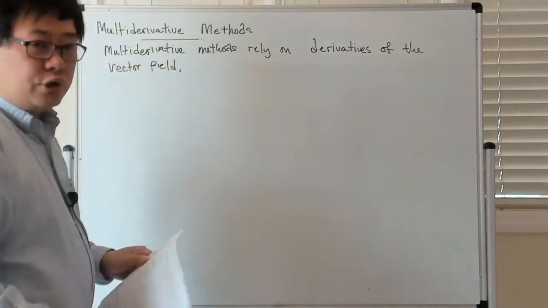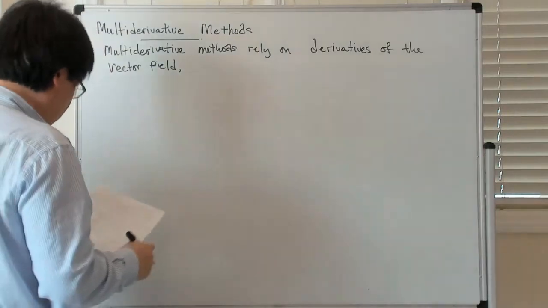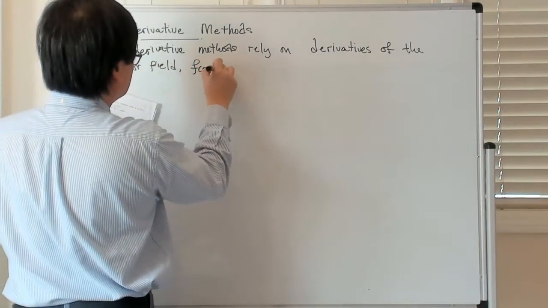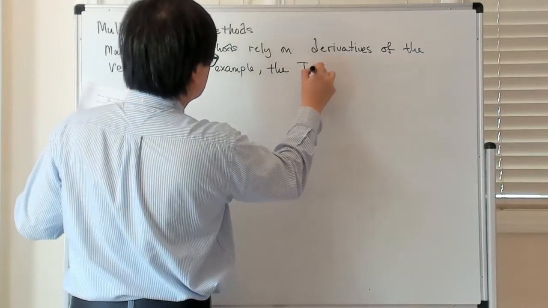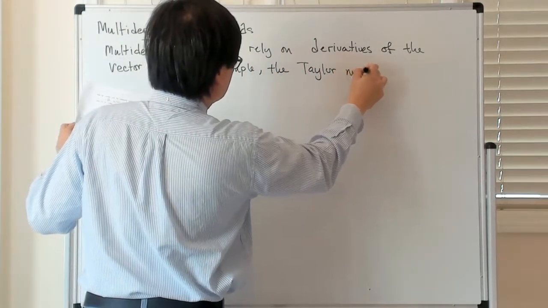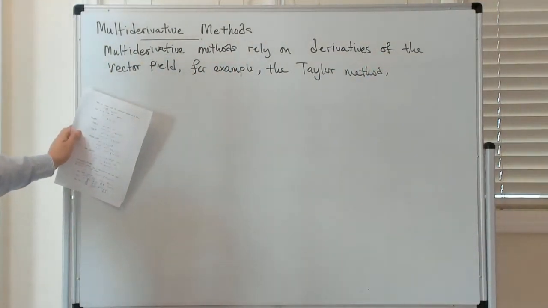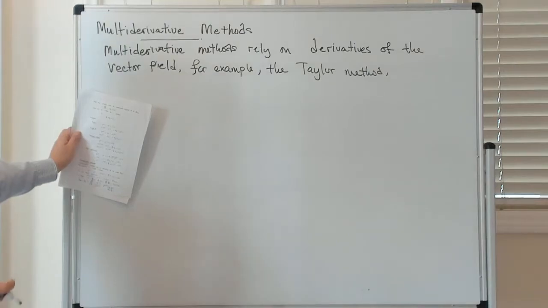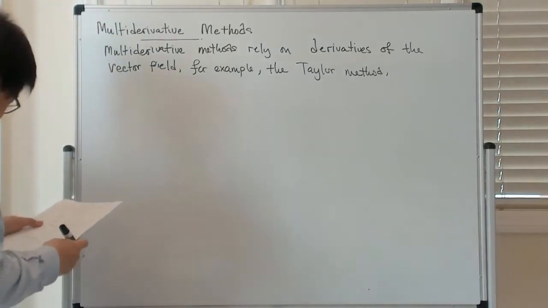And perhaps the most common example you might have seen before is what is called the Taylor method. Okay, so for example, Taylor method. And as the name implies, the Taylor method is based on looking at the Taylor expansion for the solution, or basically just the Taylor expansion of the solution function, keeping in mind that the solution satisfies the differential equation, right?